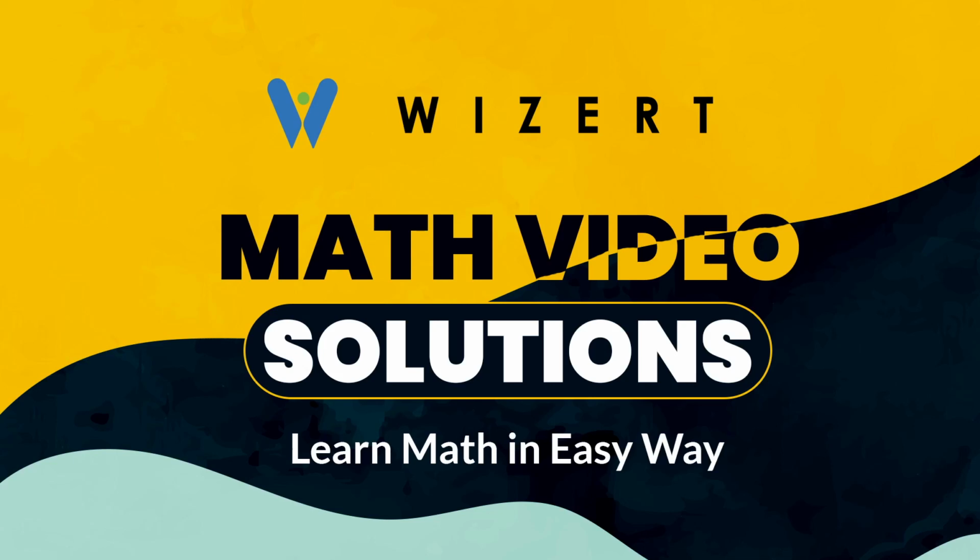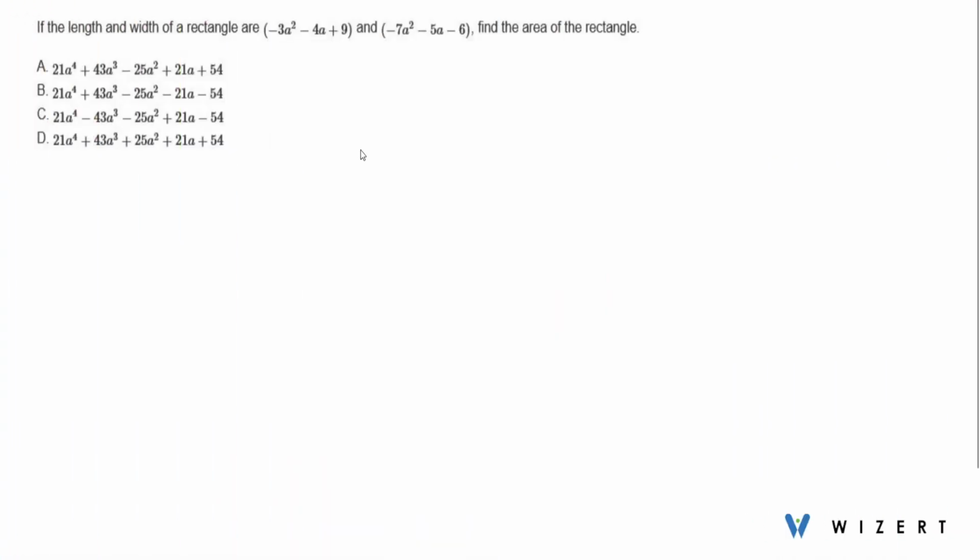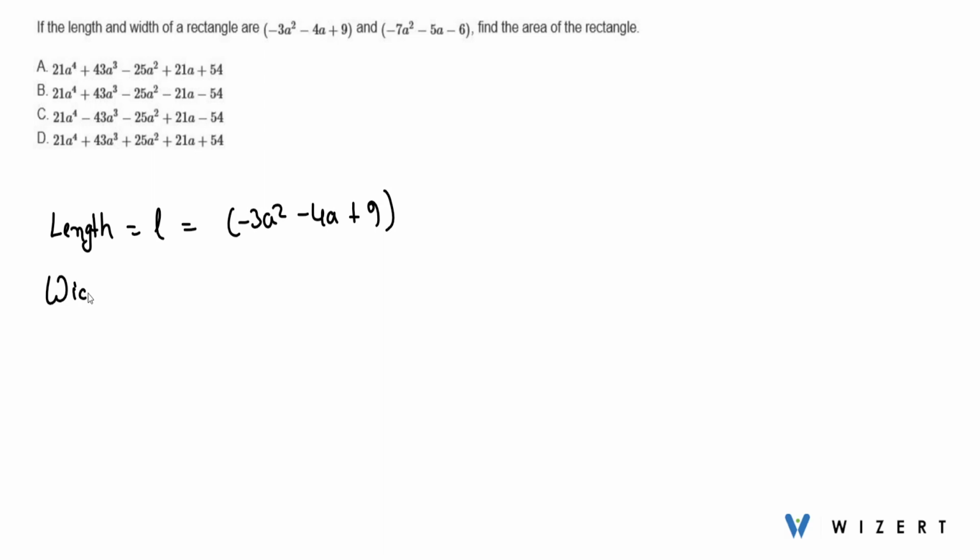So let's begin. According to the question, we have been given a rectangle whose length, which is represented by L, is given as minus of 3a square minus 4a plus 9, and the width of the rectangle, represented by W, is given as minus of 7a square minus of 5a minus 6.